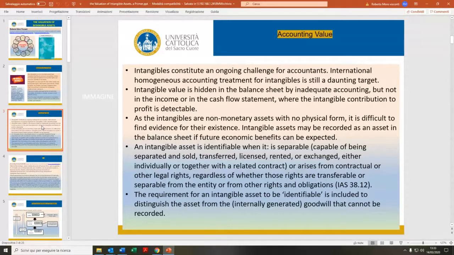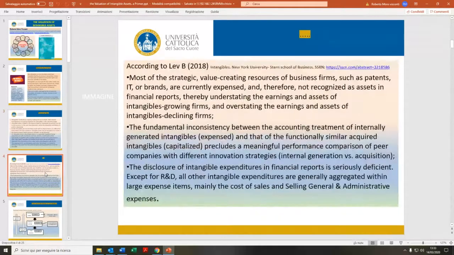The requirement for an intangible to be identifiable is included to distinguish the asset from the internally generated goodwill that can never be recorded. This is according not only to the international accounting standards, but also to national accounting standards in any Western country. This is due again to prudential reasons.